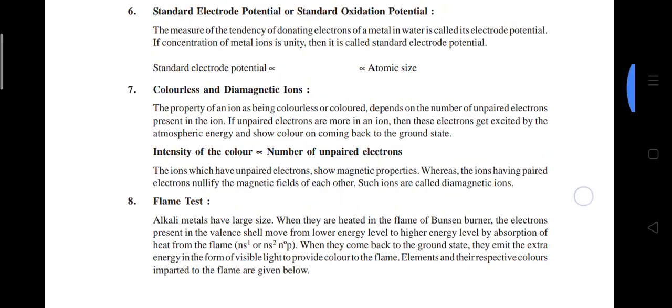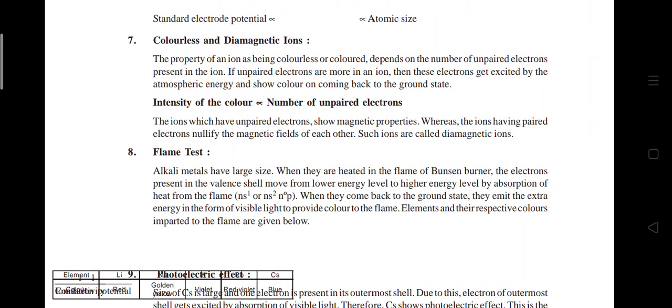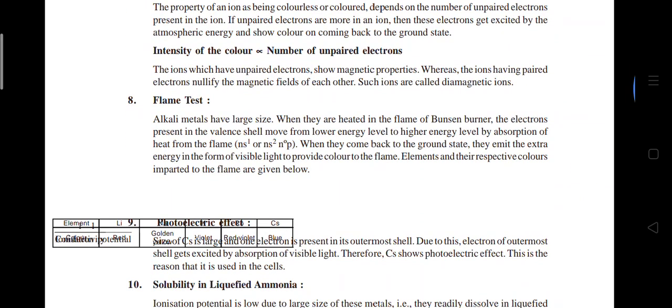Seventh, colorless and diamagnetic ions. The property of an ion as being colorless or colored depends on the number of unpaired electrons present in the ion. If unpaired electrons are more in an ion, then these electrons get excited by the atmospheric energy and show color on coming back to the ground. Intensity of the color is directly proportional to the number of unpaired electrons. The ions which have unpaired electrons show magnetic properties, whereas the ions having paired electrons nullify the magnetic field of each other. Such ions are called diamagnetic ions.